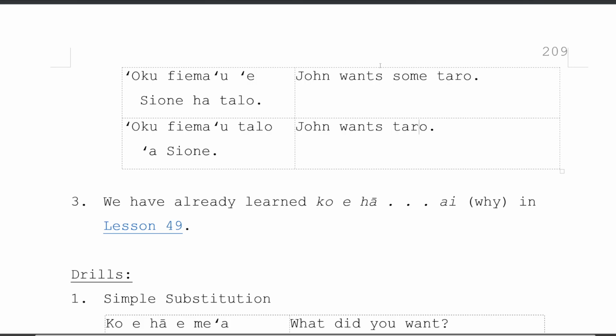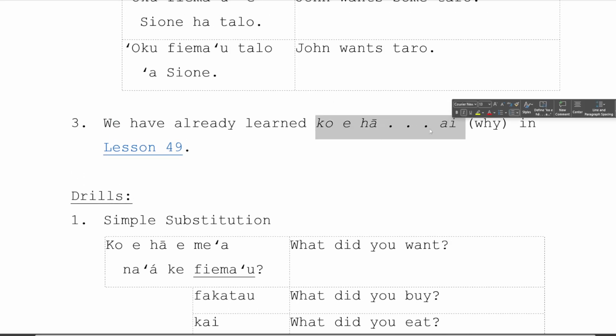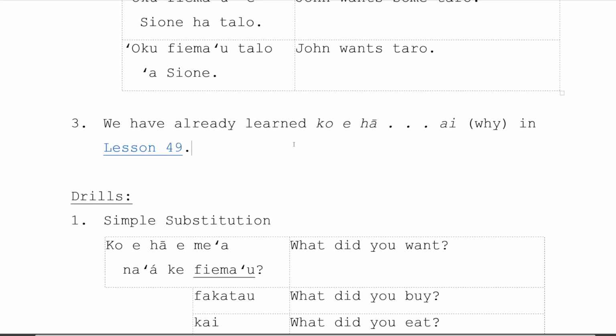And see, in English, there's a very minor difference between these two, and that's similar in Tongan. There's a minor difference between these two, but you can see in the English translation kind of an idea of what that difference is. And the third point is koe ha'ai, which is how you say why. So we've seen koe ha'ai before. Koe ha'a by itself is what. Also, like it says in point 1, koe ha'a mea is pretty common as well.